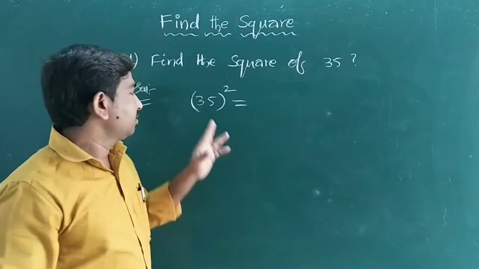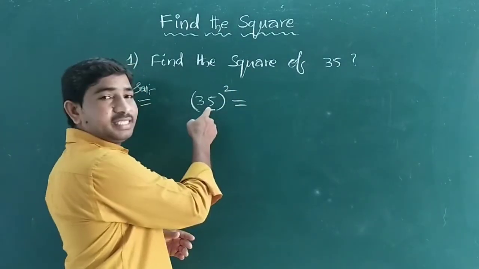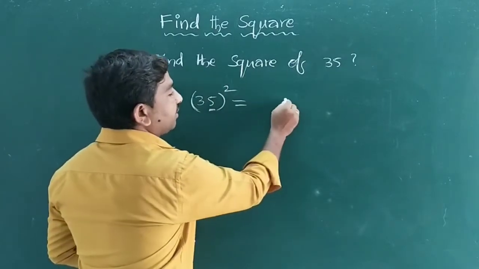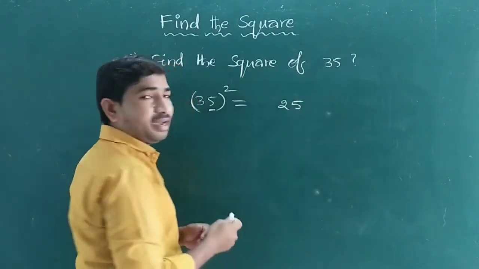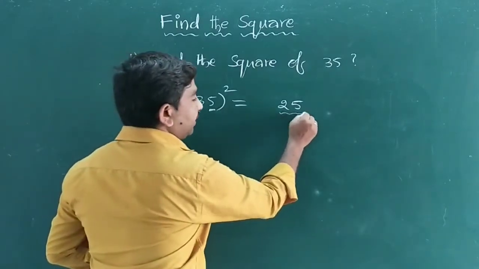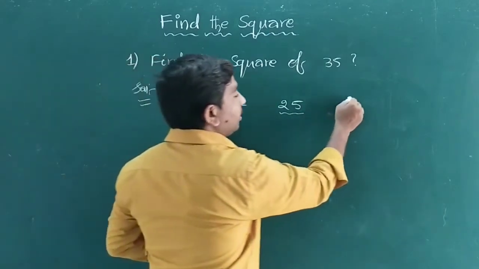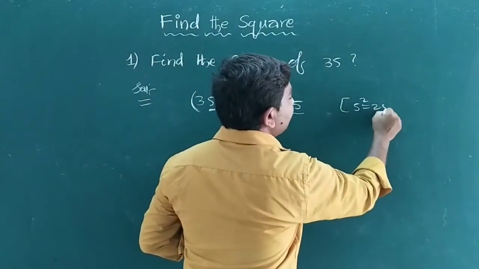Very simple. First of all, you have to write the square of 5, the unit place digit. So 5 square can be written as the right side of the answer, that is 25. So now this is 25. 5 square is equal to 25.